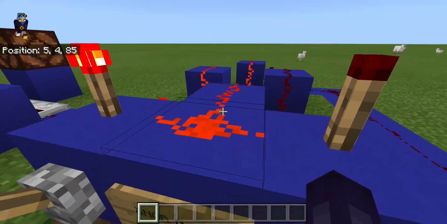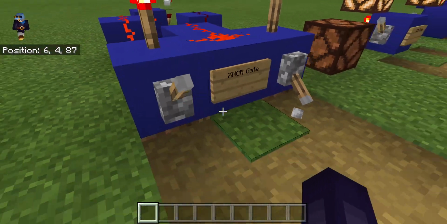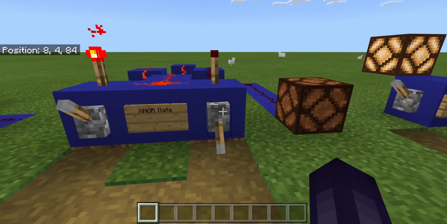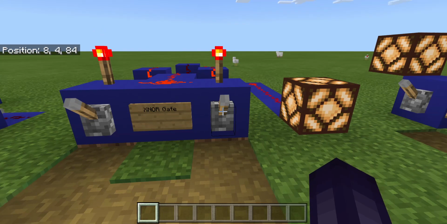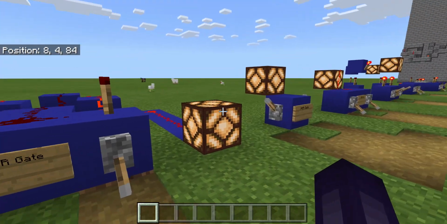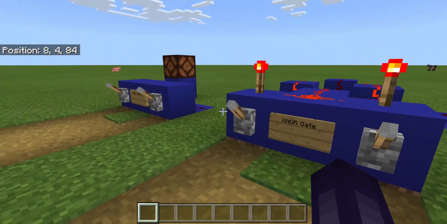Here we have the XNOR gate. So remember how the XOR gate, I said when one input is on and one is off, the output will be on? It's the exact opposite with this one. When both inputs are on, output will be on. When both inputs are off, the output will also be on. When one input is on, one input is off, it'll be off.